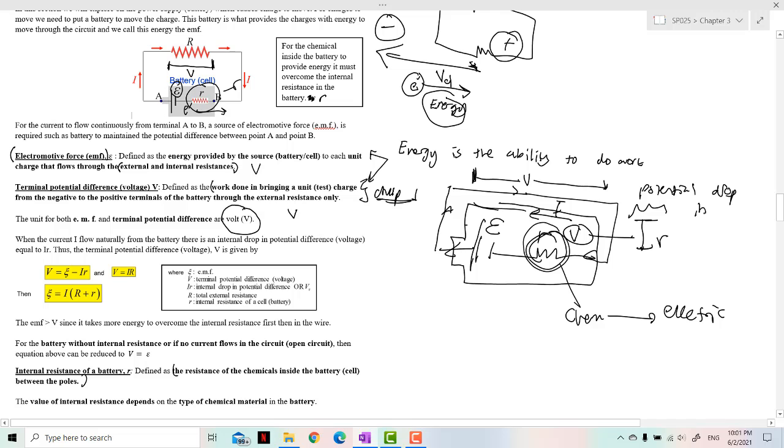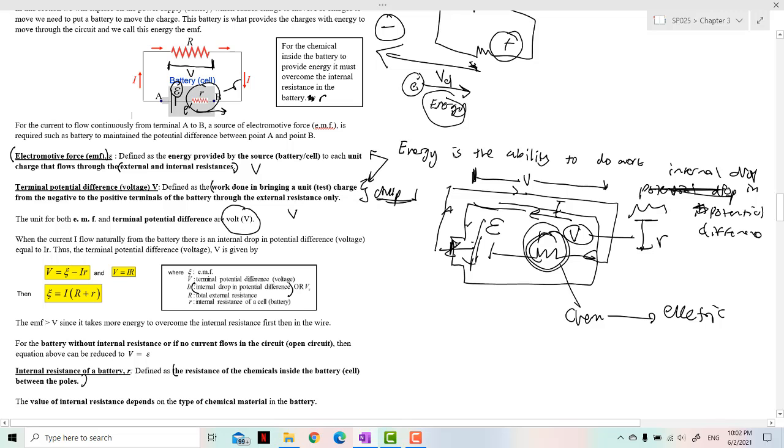Sorry, wrong wording. It is the internal drop in potential difference. That's the correct term: internal drop in potential difference. So the current must overcome this internal drop for it to convert our chemical energy into electrical energy. Once it has converted into electrical energy, this electrical energy provides the energy for the current to flow continuously.